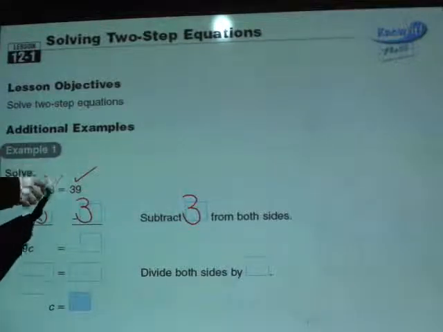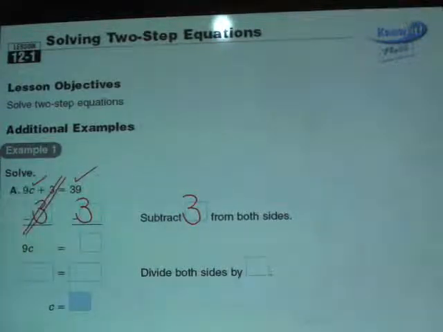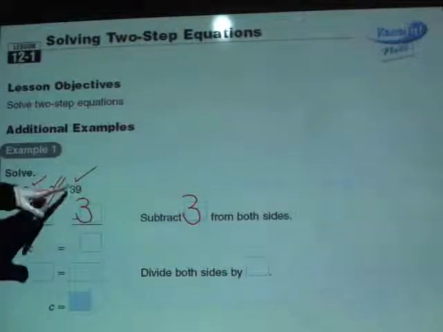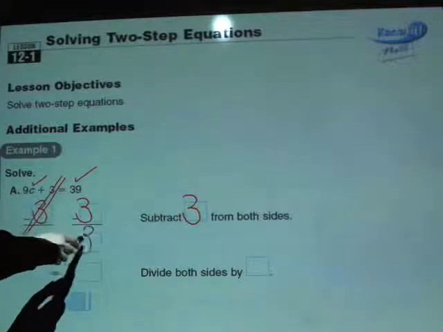Okay, so this plus 3 minus 3 cancels each other out and just leaves me 9c, which is kind of what I want. Remember, on that left side, we would generally just want the variable. The fact that c is there is a good thing. The 9, not so good. But here I've got 39 minus 3, which is 36.